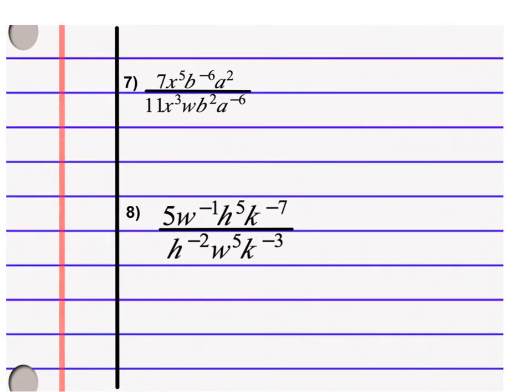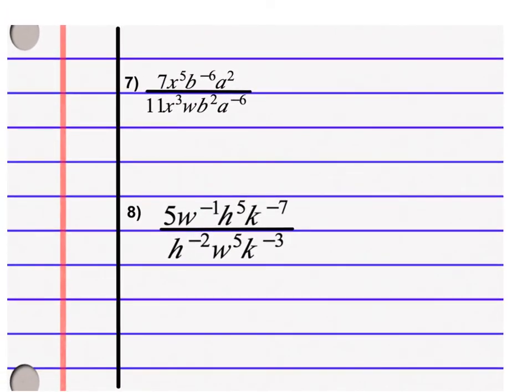All right, let's try some division. So we have 7x to the 5th, b to the negative 6th. Okay, so take a second to write down these problems. All right, so for the numbers, 7 divided by 11 here, that is just going to stay. Those are positive numbers. They're going to stay where they are.